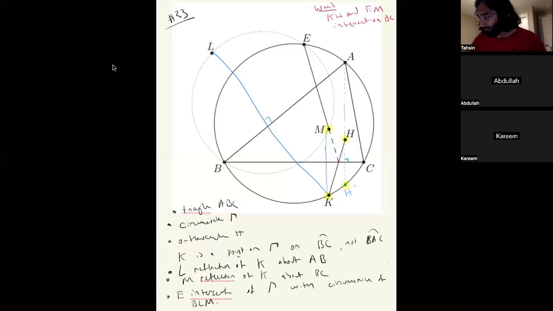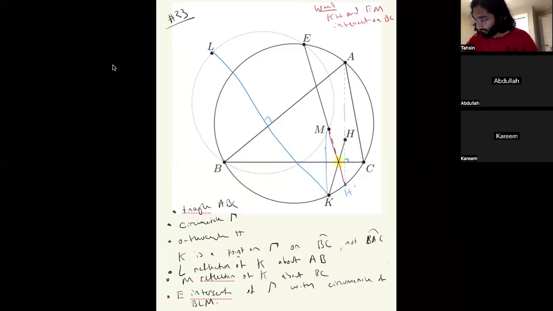Okay, so maybe I'll say this. So how do we use this H prime? The point here is, we want to understand what is this intersection point. It's where KH intersects BC. But because of this reflection property, KH actually intersects BC at the same point that MH prime intersects BC.